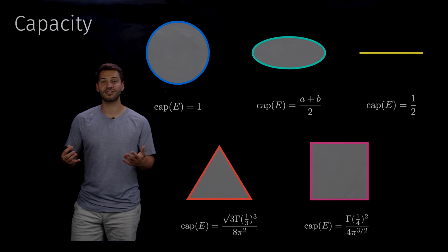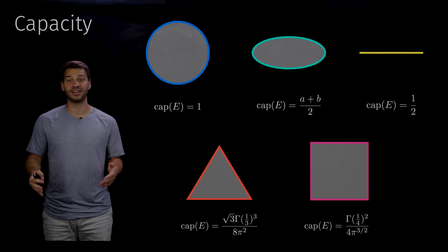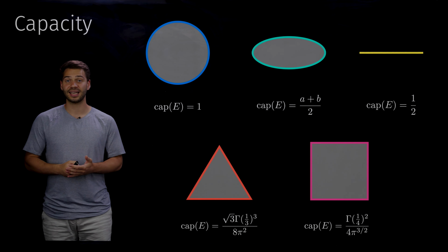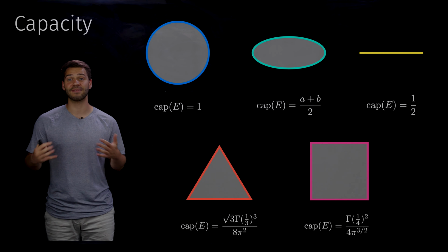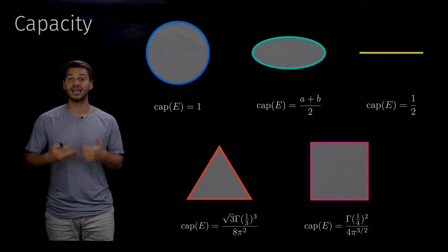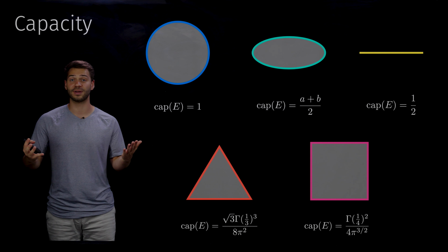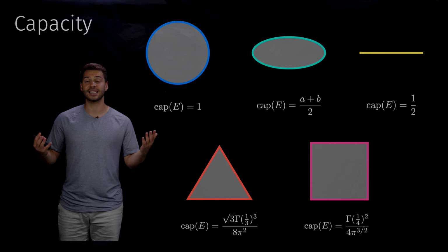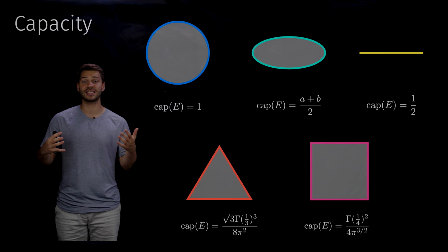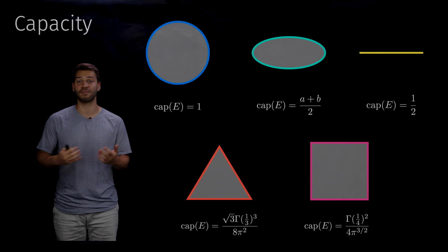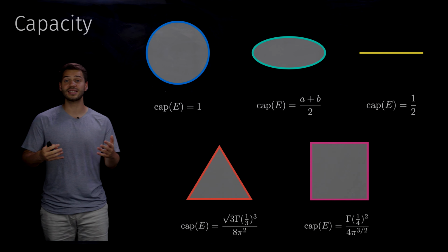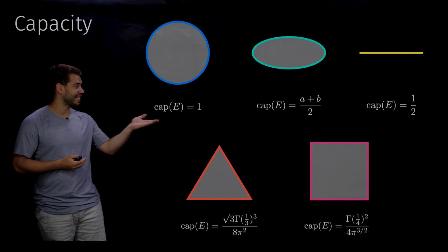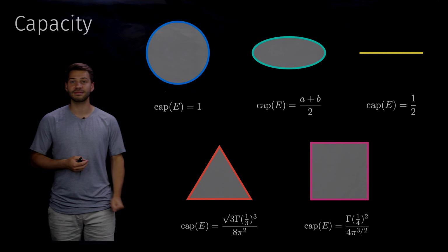In this project, we were interested in computing a quantity known as capacity. The notion of capacity arises in potential theory, but has broad applications to electromagnetism, numerical analysis, orthogonal polynomials, and spectral theory. Capacity is a basic measure of the size of a compact set in the complex plane. For a set E, we represent the capacity as cap of E.